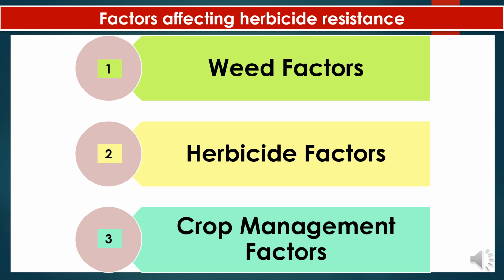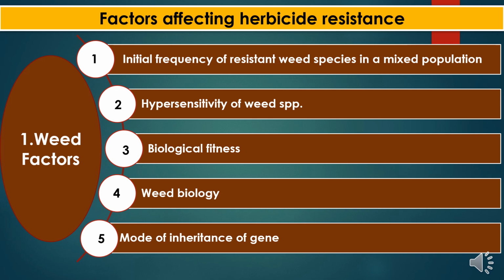These factors can be grouped in three categories. First is weed factors, second is herbicide factors, and third is crop management factors, about which we will study in detail. Here we focus on weed factors affecting herbicide resistance. First is the initial frequency of resistant weed species in a mixed population. The higher the initial frequency, the greater and quicker is the chance of developing resistance in weeds.